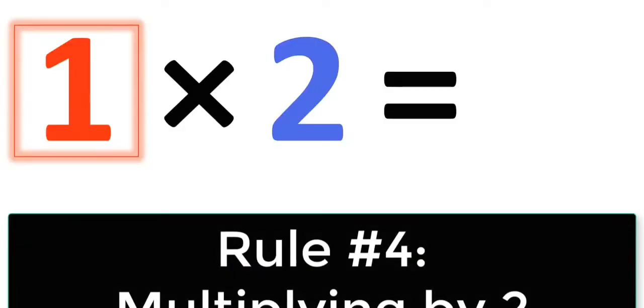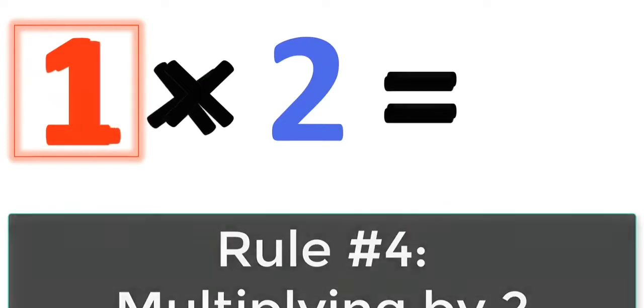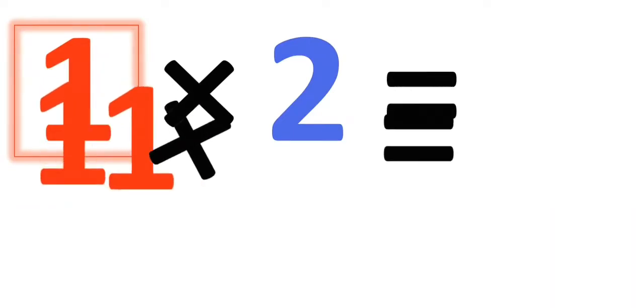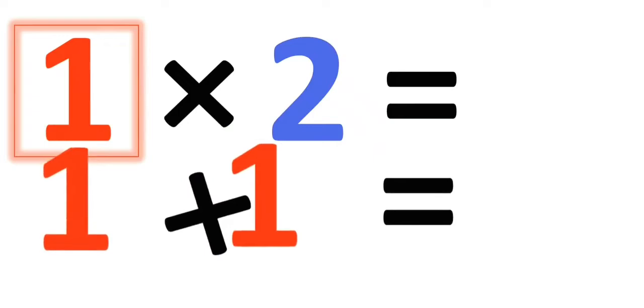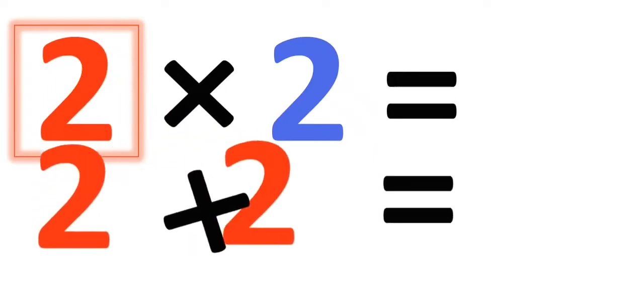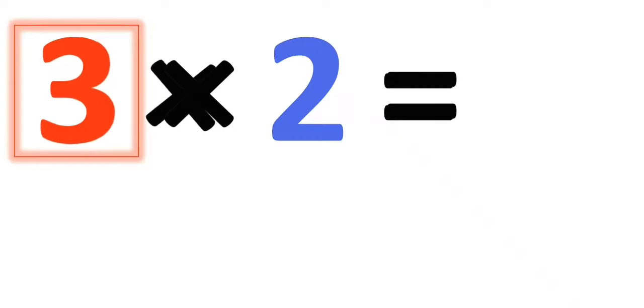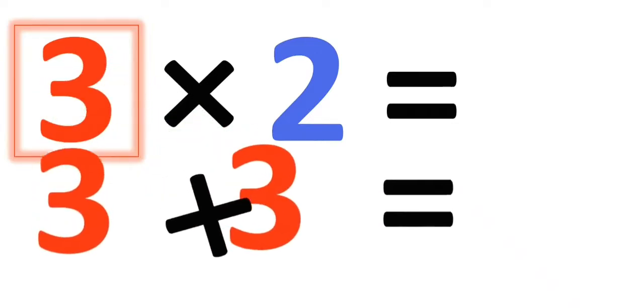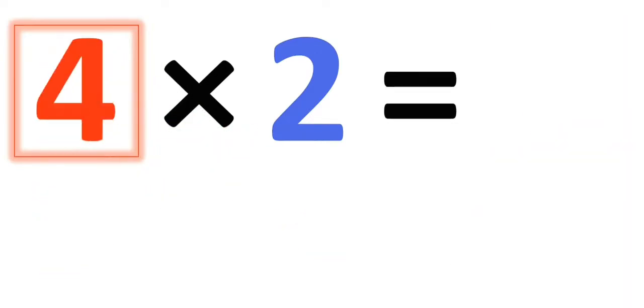Next one is multiplying anything times the number 2. There are 2 things you can do there. First thing you can do is you can double the number, because 2 times 2 is the same thing as 2 plus 2. 3 times 2 is the same thing as 3 plus 3, etc.